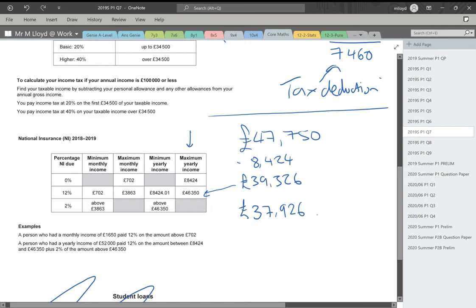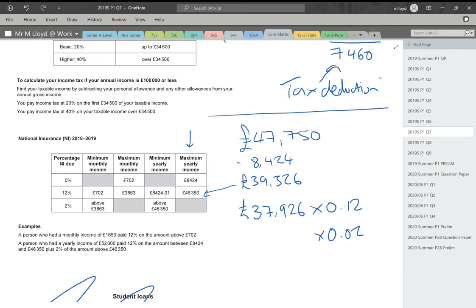So 37,926 is at the 12% rate, and you have to be really careful with these. You don't want to make a mistake on them. They can be a little bit confusing. The next bit is going to be 0.02. Expect to see a rise in these figures over the next couple of weeks. Follow the news, because they're wanting to charge us a bit more.